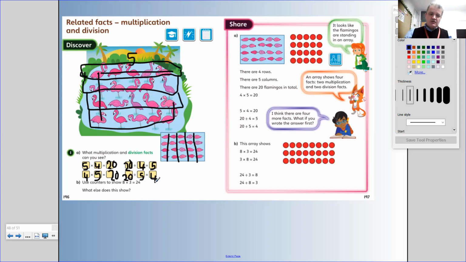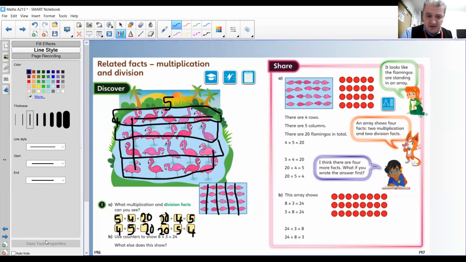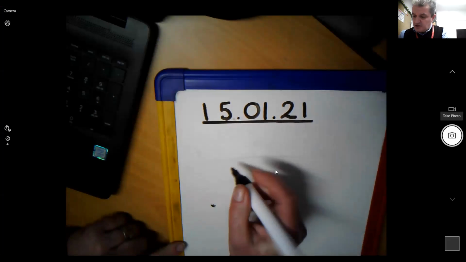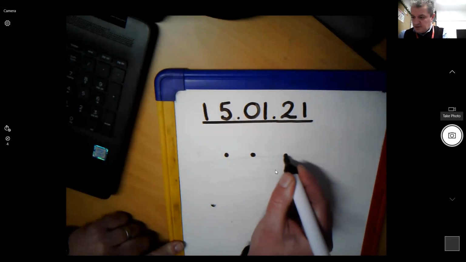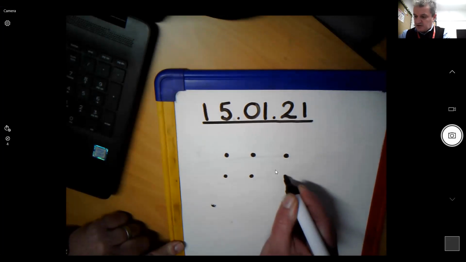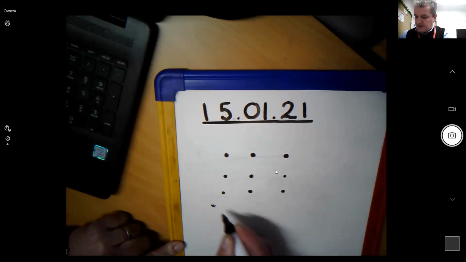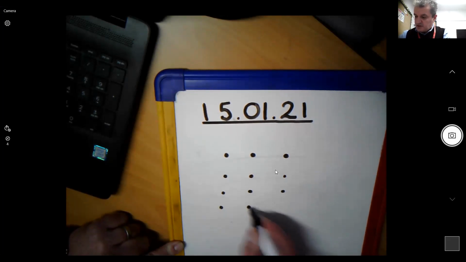What I want you to do is you can do question B. What I suggest you do, it's quite an easy way if you haven't got counters at home, is just to do this basically. You can do 3 lots of 8 just with dots in your book or on your lined or squared paper, 1 dot per square.